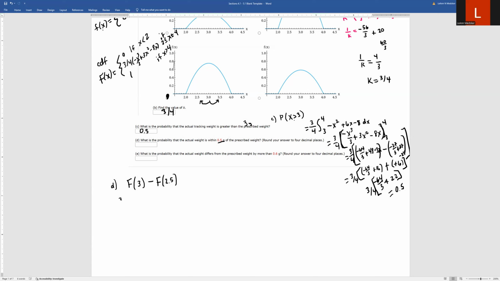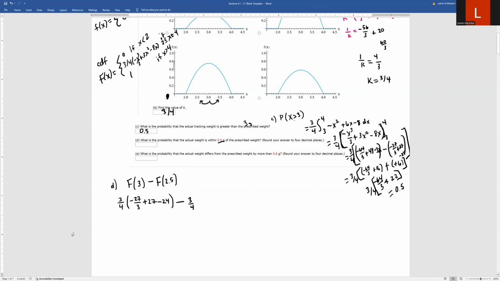Okay, so we have 3/4. And then we would have negative, and then it's 3 cubed, so that'd be 27 over 3. We have 3 times 3 squared, so that's going to be positive 27. And then we're going to have negative 8 times 3, so that's negative 24. So there's my first one. Minus, now again, I'll have the 3/4 out front because we're plugging into that CDF.